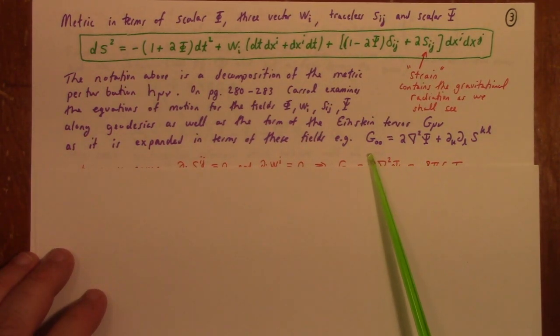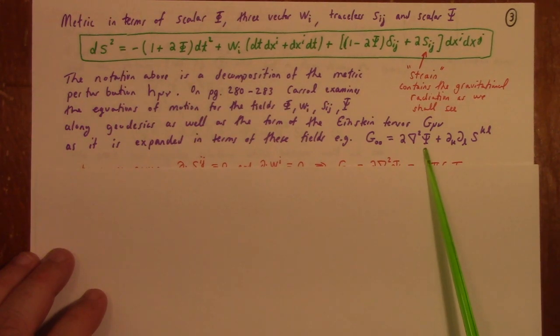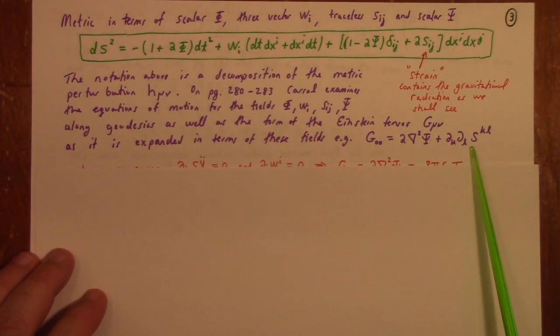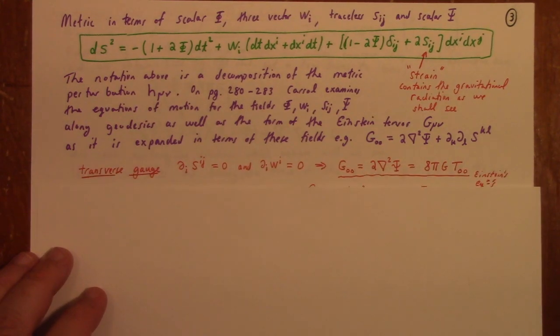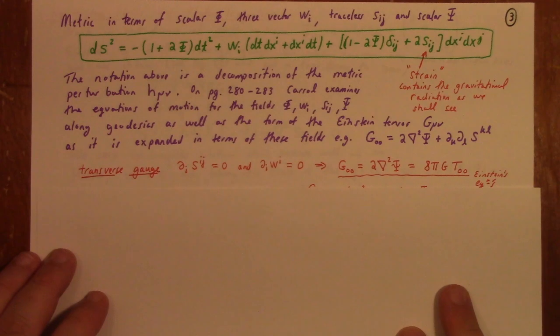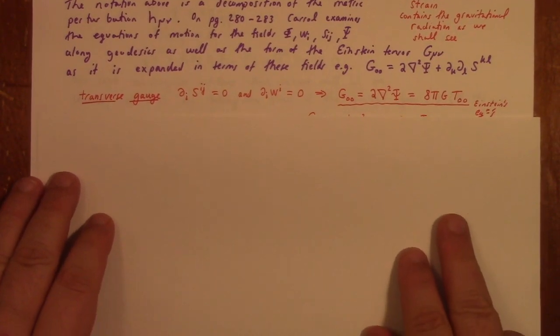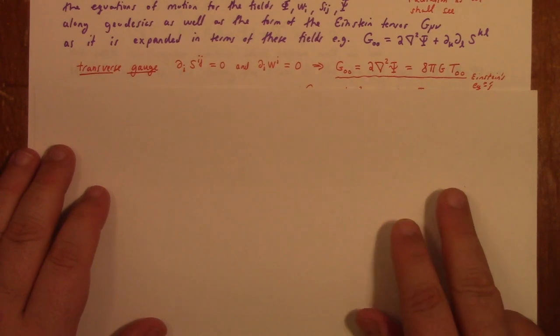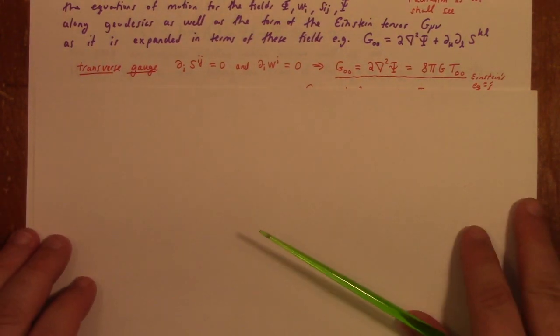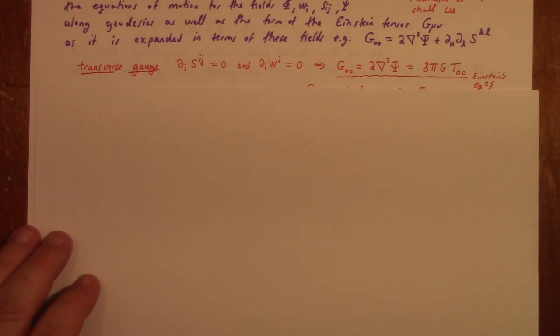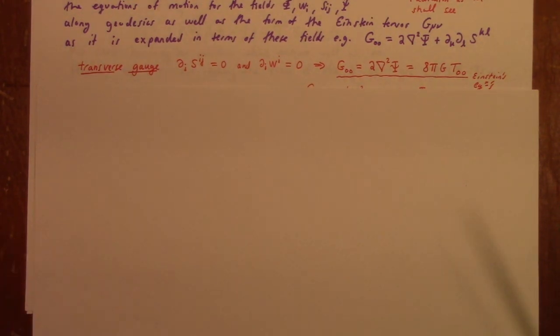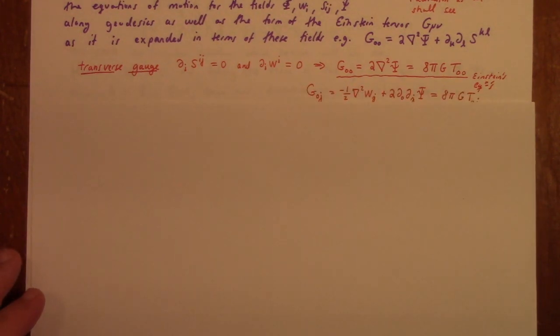It looks like this. The 0, 0 component is 2 nabla squared psi plus partial k partial l Skl. And then he explains the utility of various gauges. So the thing is, there's freedom in defining the h which is not physical, let's say. It doesn't lead to differences in the measurable curvatures. All right, so essentially you have different gauges that you can pick here.